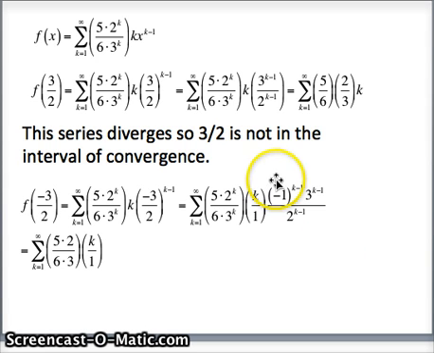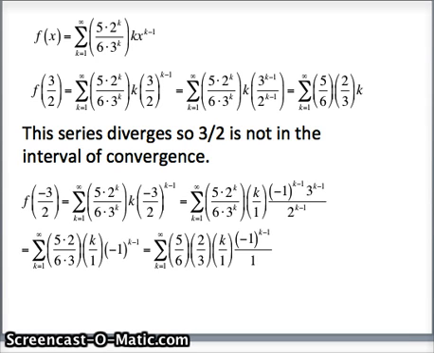But it looks like I am missing my -1 to the k minus 1. Let me quickly fix that. So indeed, we have -1 to the k minus 1 there as well. So can we simplify this at all? Do we think this converges or diverges? 5/6 times 2/3 times k over 1 times -1 to the k minus 1.